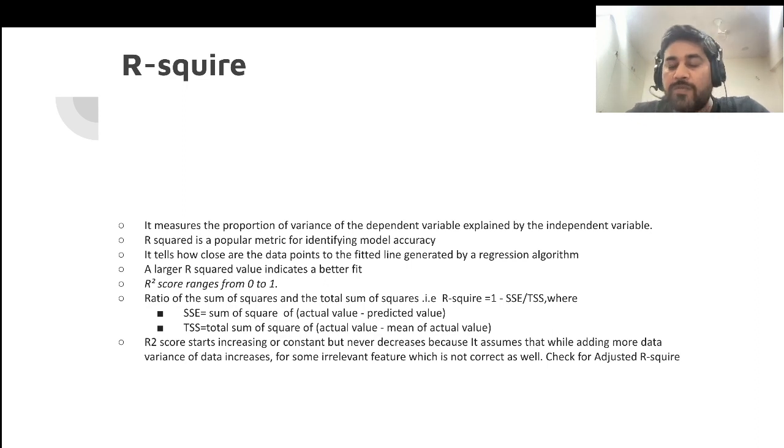To solve this problem, you go for adjusted R square. And R square is calculated as one minus the ratio between the SSE and TSS. SSE is the sum of squares of residuals, and TSS is the total sum of squares between the actual value and the mean of the actual values.